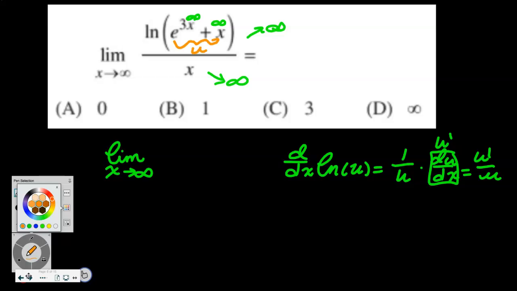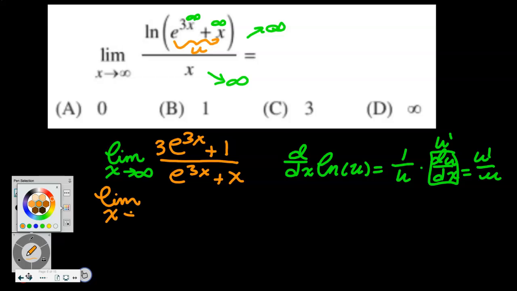So I need to do its derivative, which would be e to the 3x times 3 plus 1 over 1. Oh, sorry, over e to the 3x plus x. Both of those are still going to infinity. So technically, I should L'Hopital again.